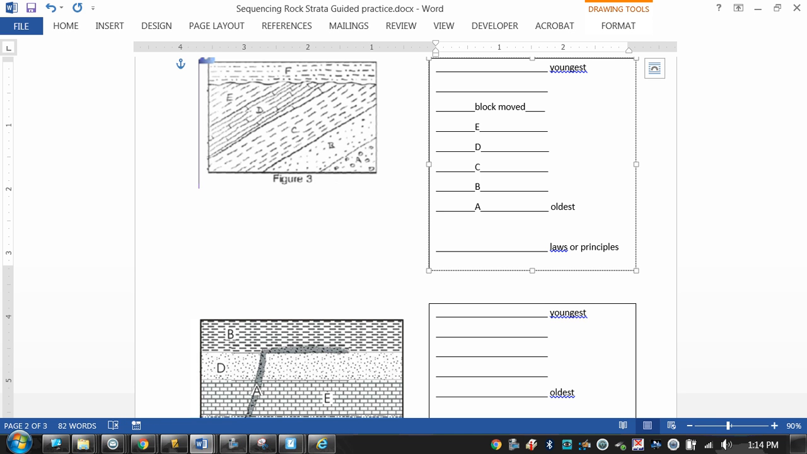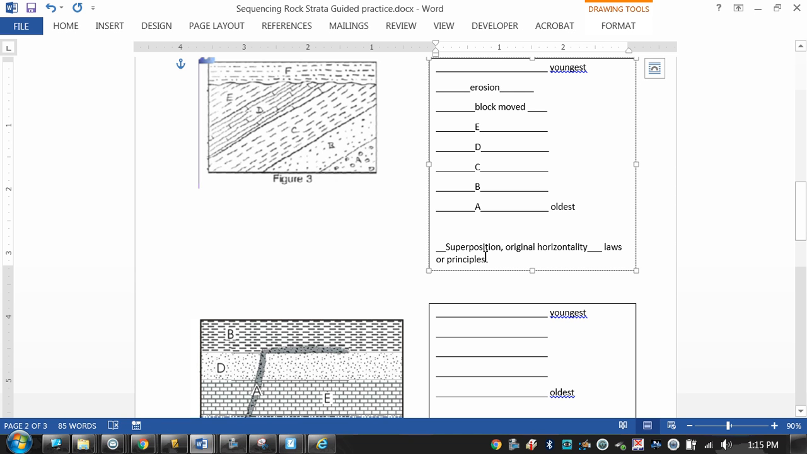So there was a fault, and the block shifted, and that comes down here. And we know this one because of the law of original horizontality. So we've used a couple of different laws. We're going to use superposition, and we're going to use original horizontality. And then we have an unconformity here, so we know that erosion happened.